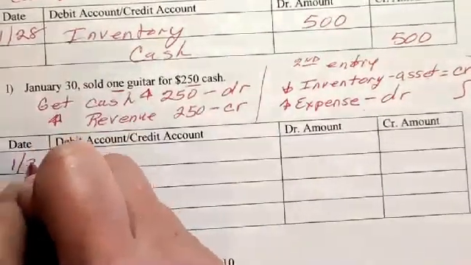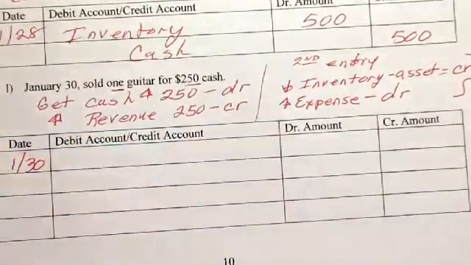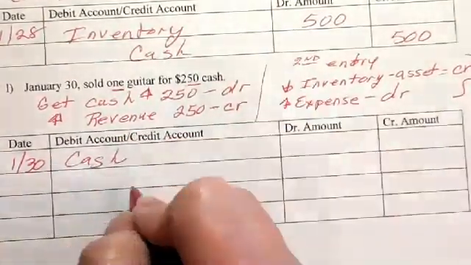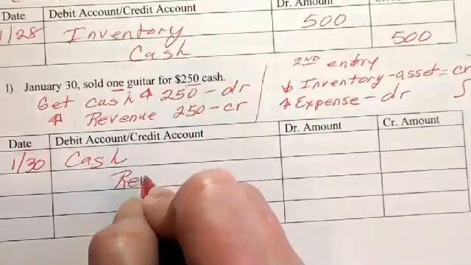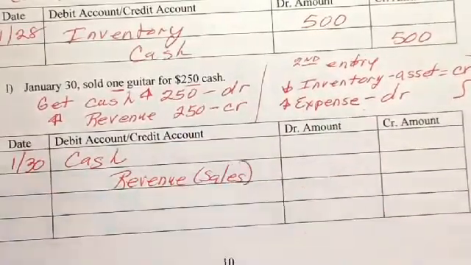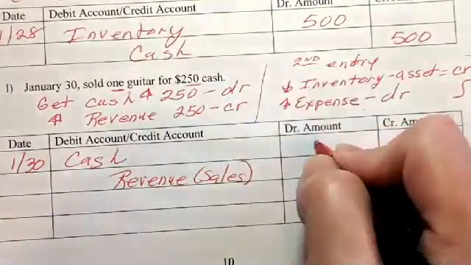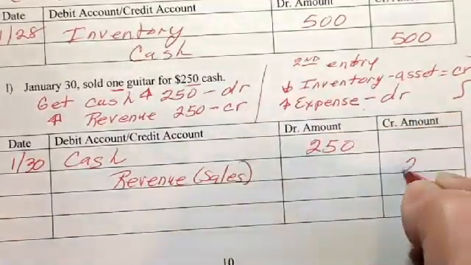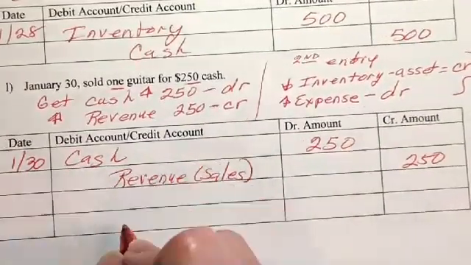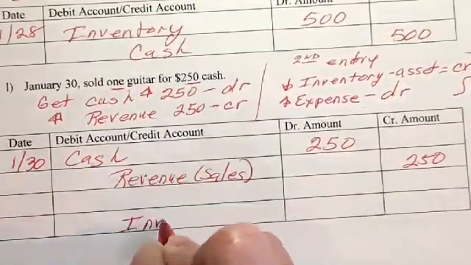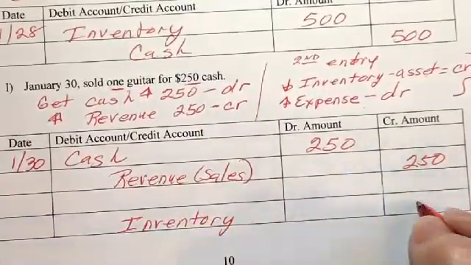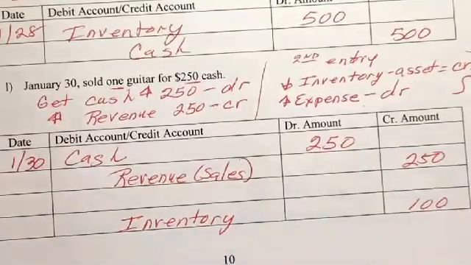So on the 30th, you can do them in either order, doesn't make any difference to me, just get them both done. We've got cash and we have revenue. I'll put sales in here just if you like that name better, whatever sticks in your head. For the $250, that's the amount of cash I got. But then my inventory also goes down. I like to do that one next because that makes the most sense to me. And it goes down by 100.